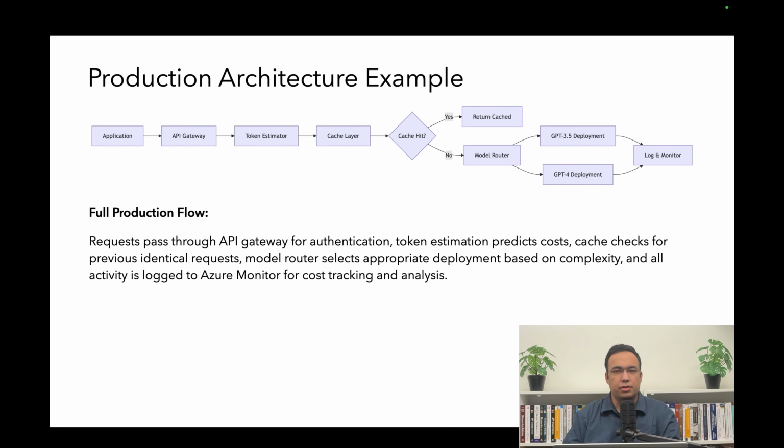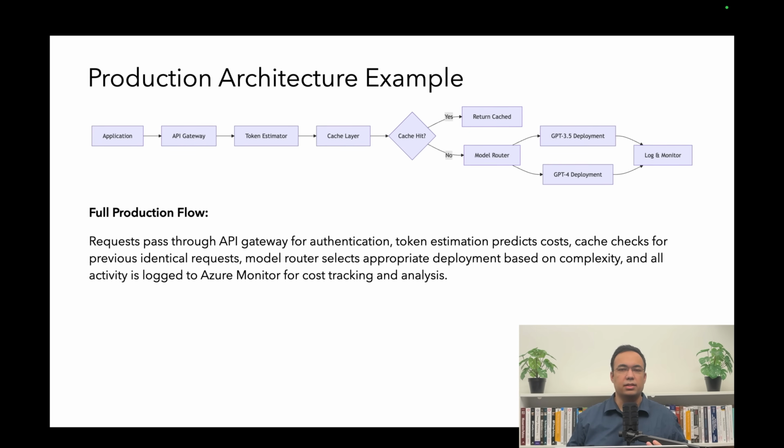The flowchart starts with the application sending a request to an API gateway, which handles the authentication and routing. Then the request goes to a token estimator, which predicts how many tokens this request will consume. Then it goes to a cache layer that checks if there is already a cached response for this exact request. If there is a cache hit, the cached response is returned immediately with no API call. If there is no cache hit, the request goes to a model router that decides which deployment to use based on complexity. Simple requests go to simpler models like a GPT 3.5 deployment. Complex requests go to more complex models like GPT 4 or 5 deployments.